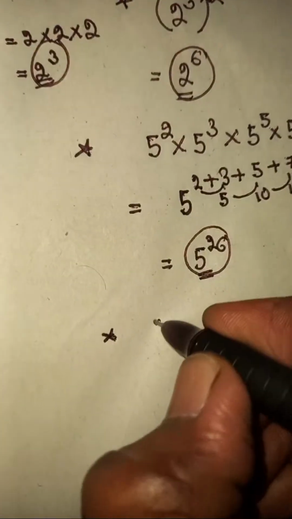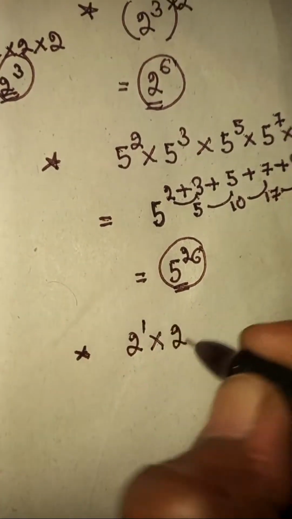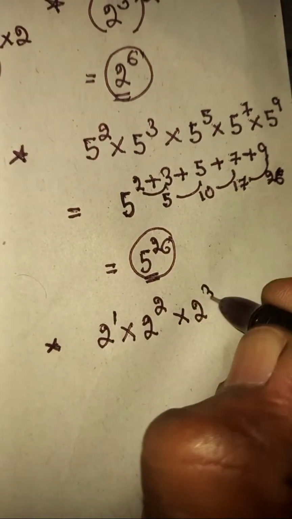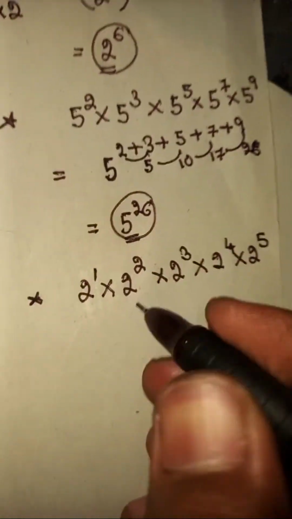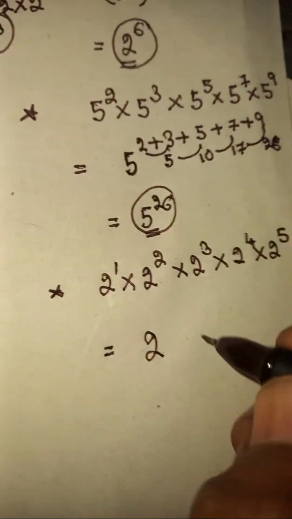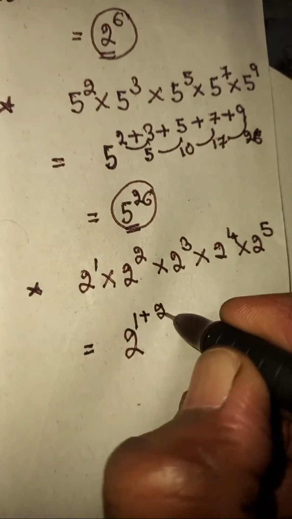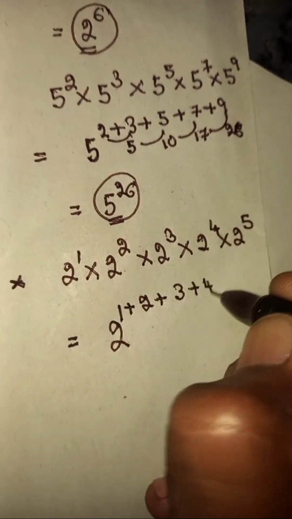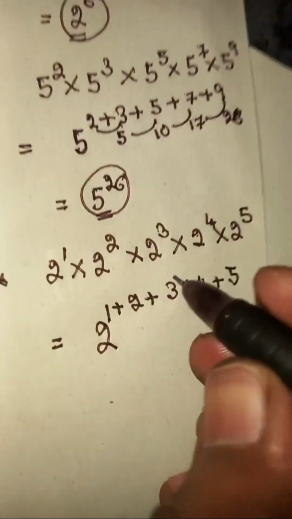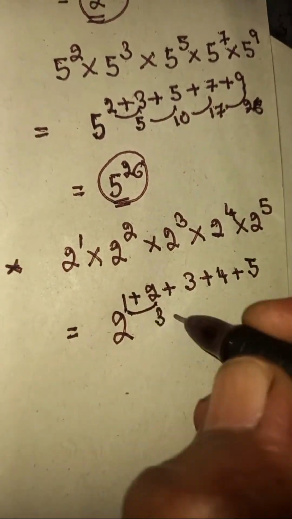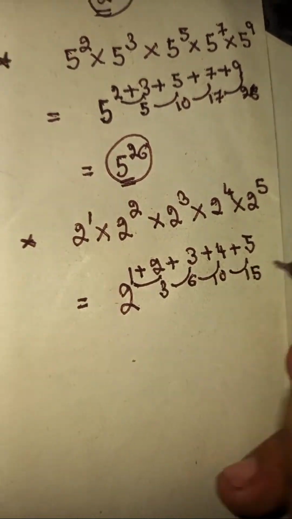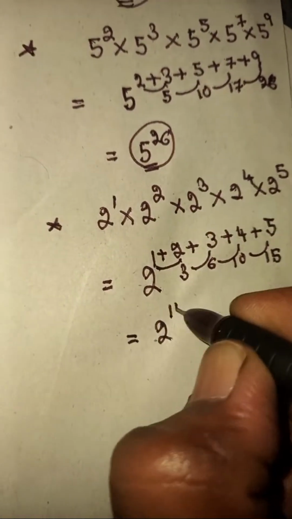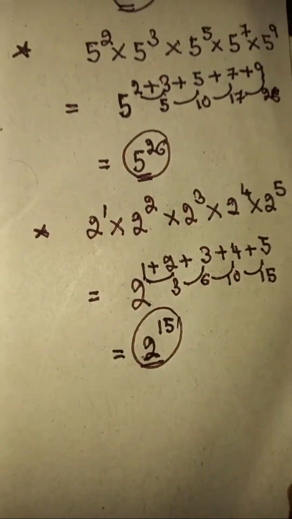Let's do the same kind of problem here. Here they are giving 2 power of 1 times 2 square times 2 cube times 2 power of 4 times 2 power of 5. Here you can get this as 2 power of 1 plus 2 plus 3 plus 4 plus 5. 1 plus 2 is 3, 3 plus 3 is 6, 6 plus 4 is 10, 10 plus 5 is 15. You're going to get it as 2 power of 15.